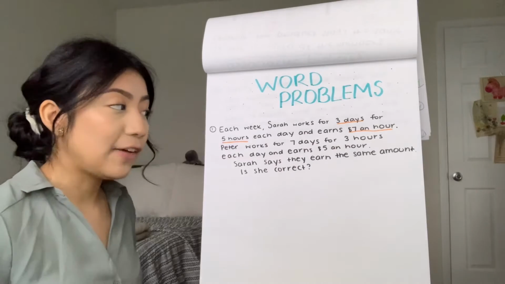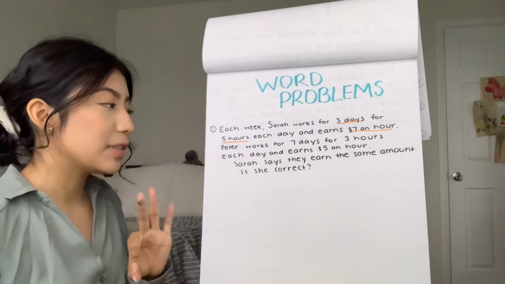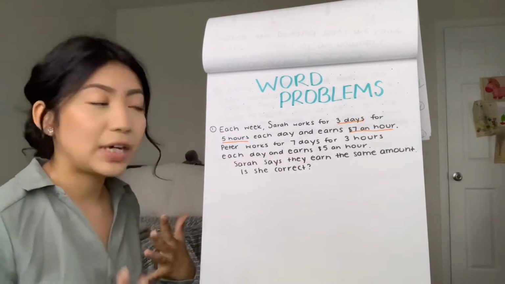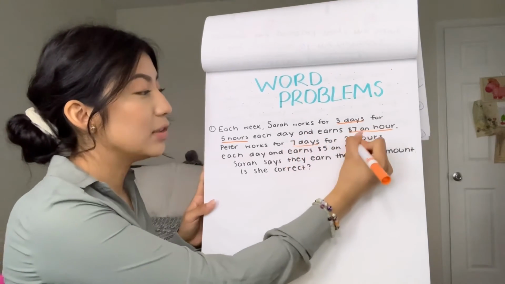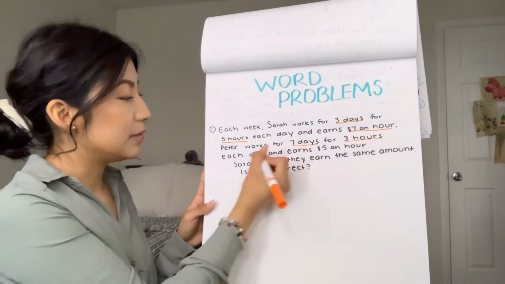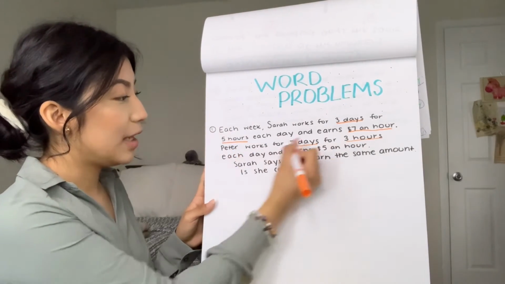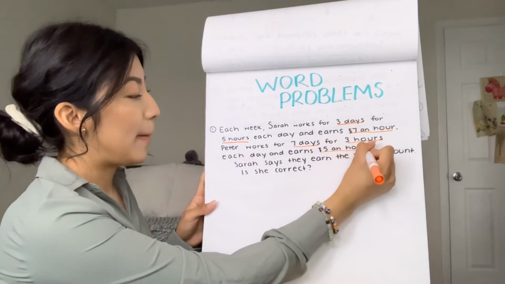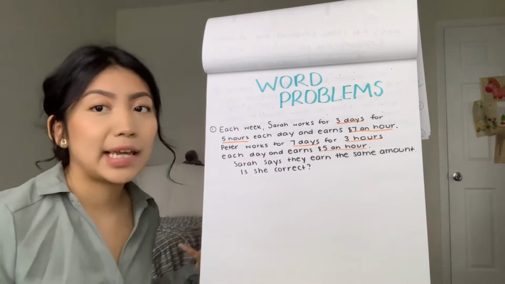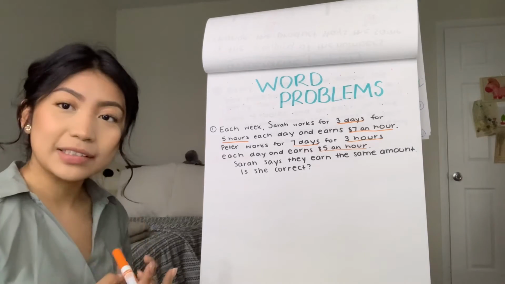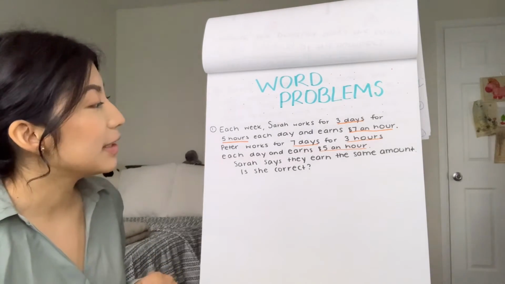Peter works for 7 days for 3 hours each day, and he earns $5 an hour. So let's look at those numbers again. 7 days, 3 hours, and $5 an hour. Okay. So Sarah says they earn the same amount. Is she correct? What do you guys think?